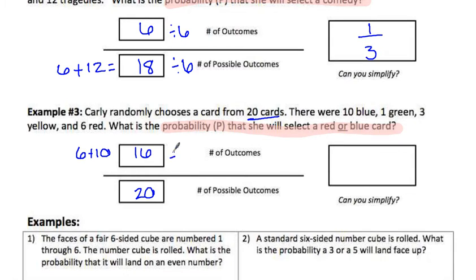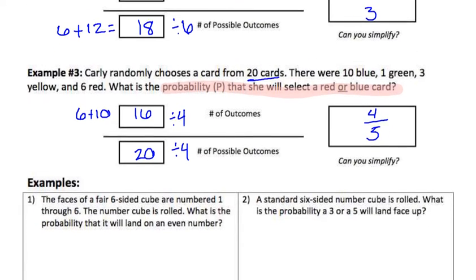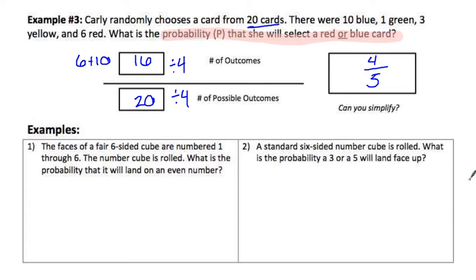I can divide this by 4, and I'm left with 4/5 probability. Okay? So for the OR ones, you have to add the two pieces of the numerator together to find out how many total outcomes. I don't care if it's red or blue, it could be either one, but I have to figure out how many outcomes I have. So let's look at these last 2 examples.